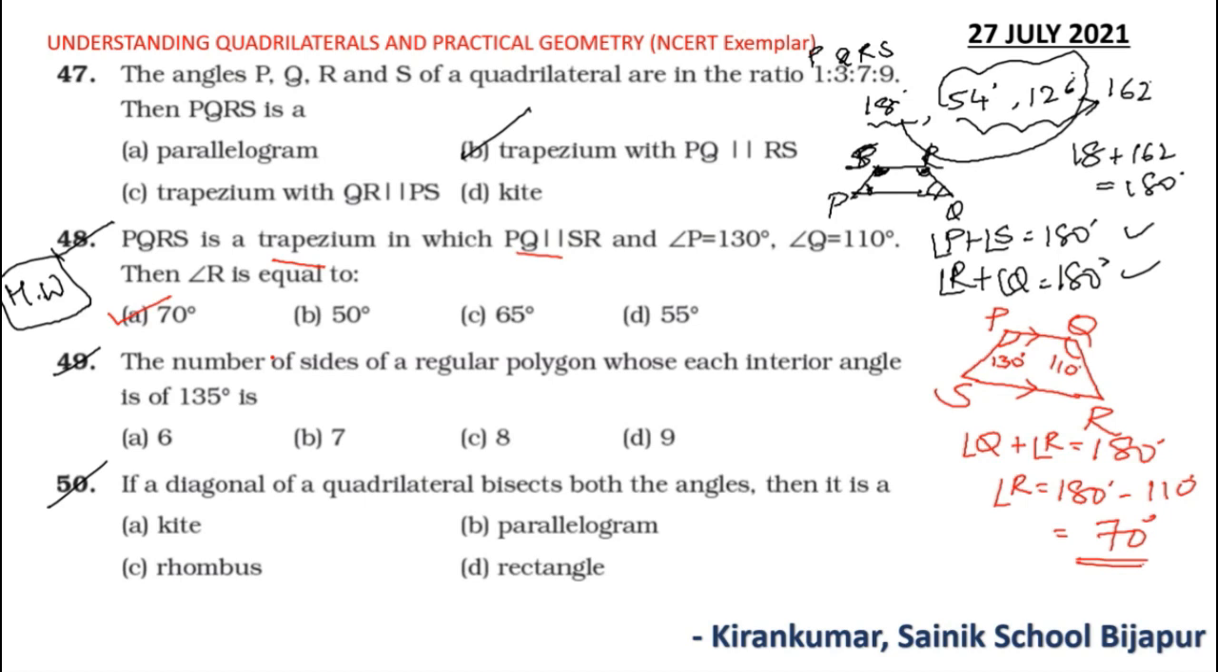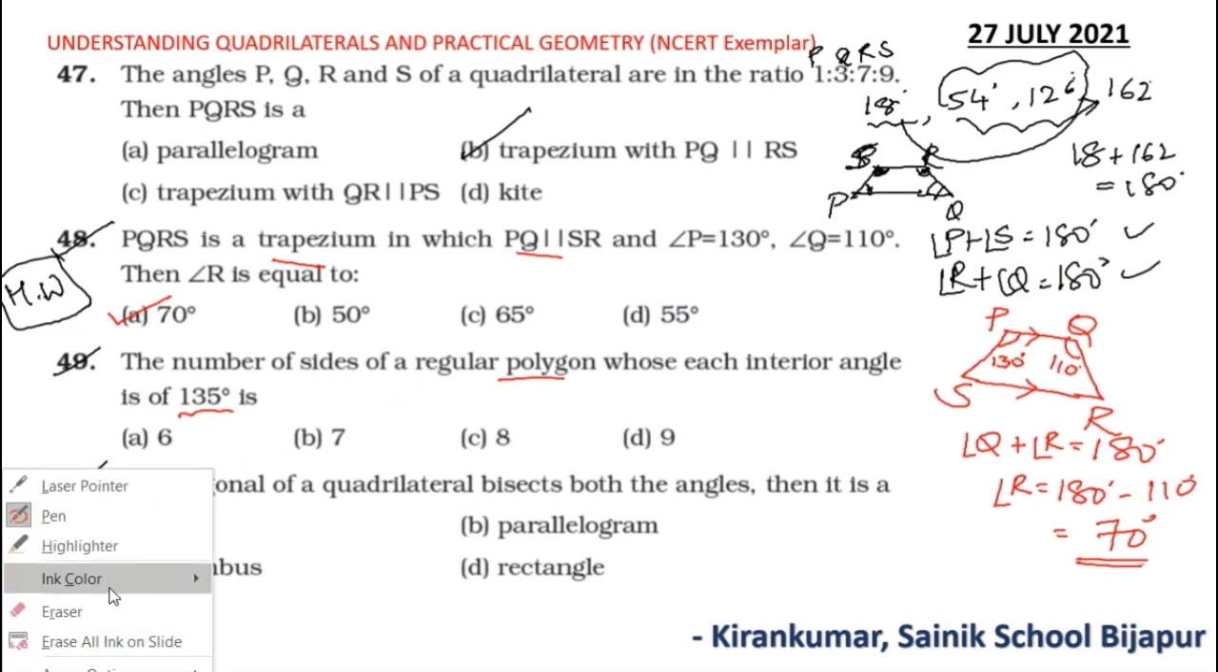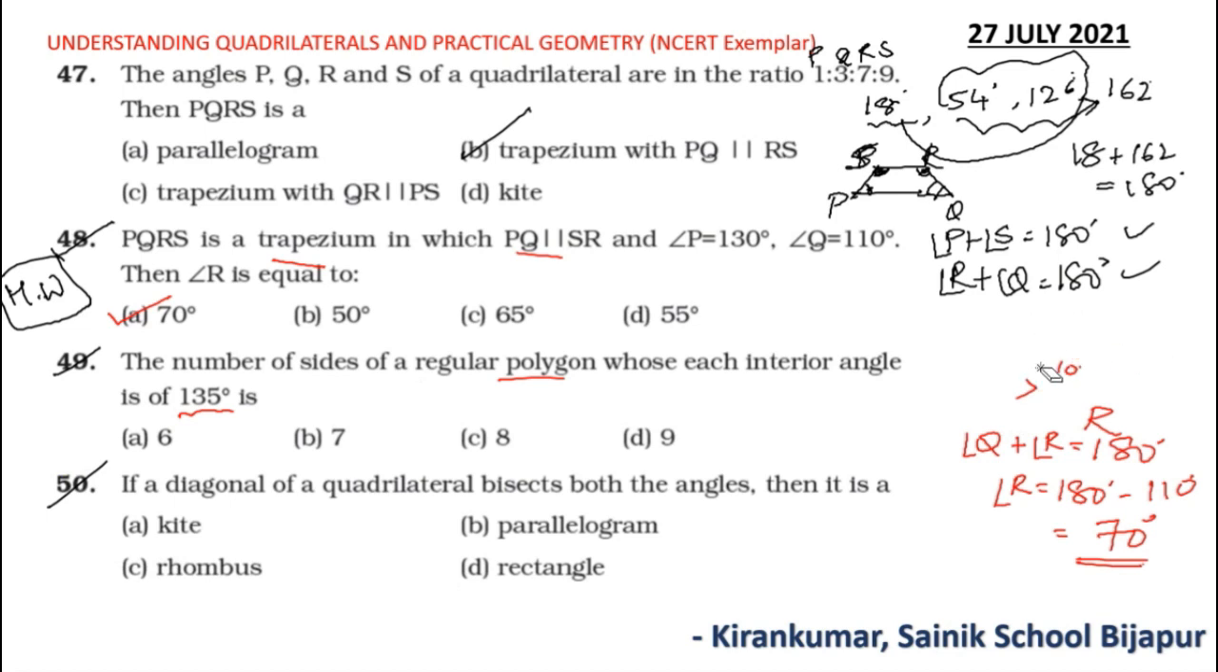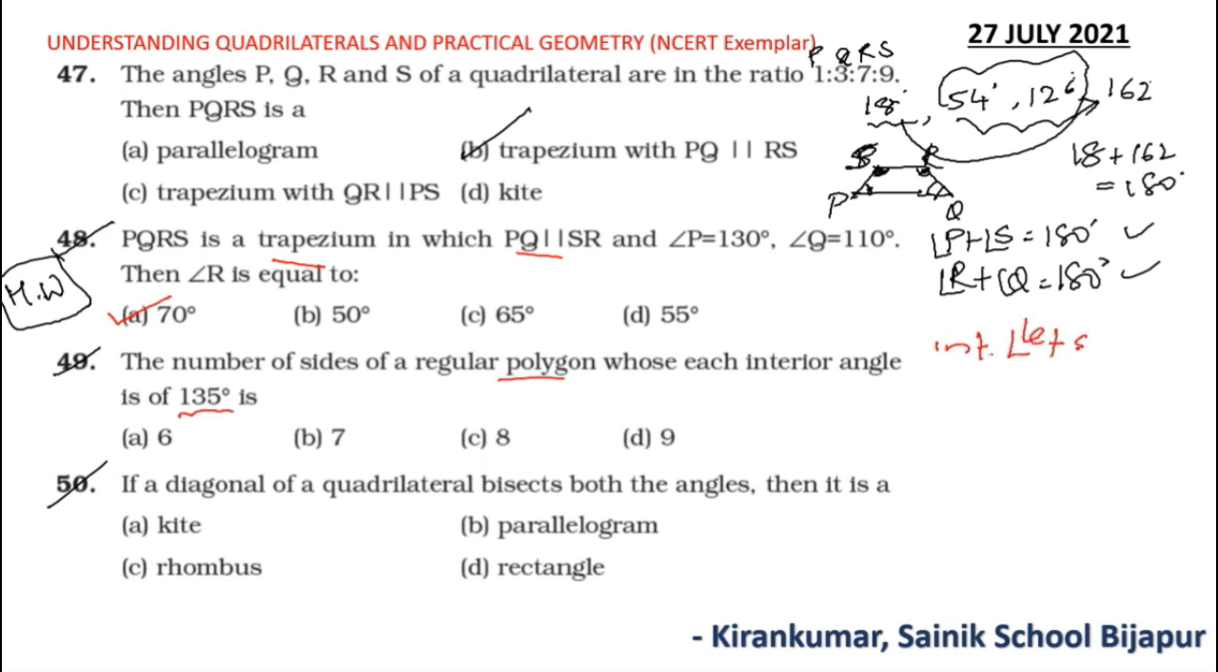Question 49. The number of sides of a regular polygon whose each interior angle is 135 degrees is? So they have given the interior angle, we have to find the number of sides. We all know that interior angle plus the exterior angle make a linear pair. So we can find the exterior angle. Interior angle plus exterior angle is 180 degrees.